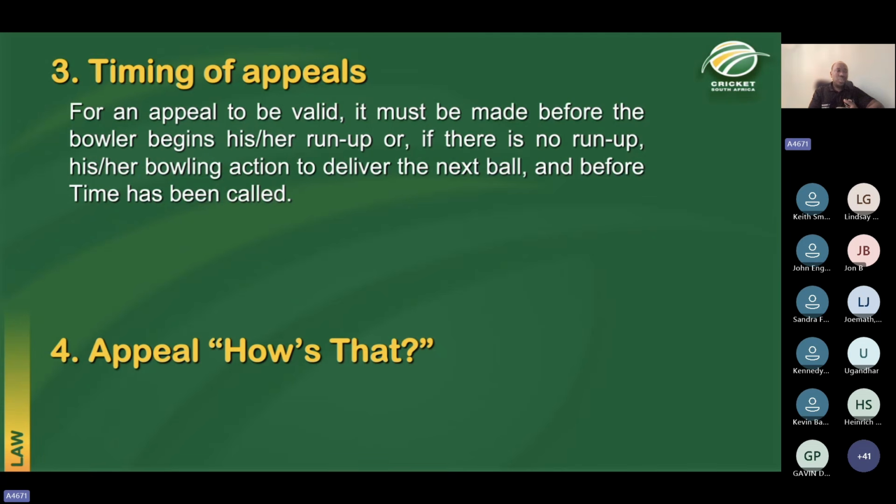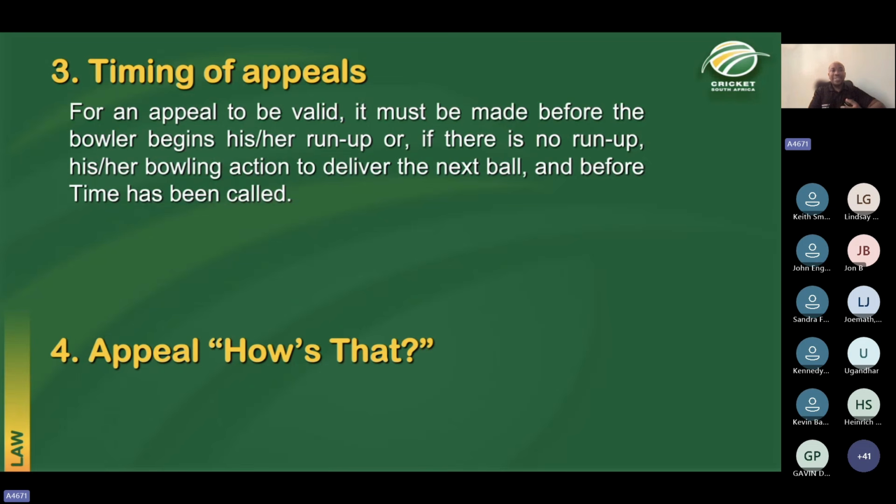I go to my position at square leg to be the striker's end umpire for the start of the next over. And the square leg fielder says to me, before the bowler starts his or her run-up for the start of the next over, "Umpire, umpire, I'm quite sure I heard a nick there, but I was all the way down at square leg, so I didn't appeal. But I am appealing now. How was that?"